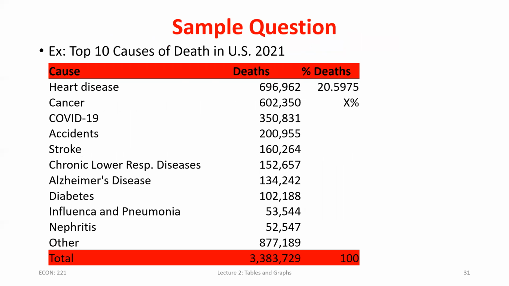All right, so we've got some sample data. This might be something like what an iClicker question would look like. I'd show you this and I'd say, okay, look, the percent frequency here for deaths that come from heart disease in 2021 was about 20.6%. How did I come up with that?